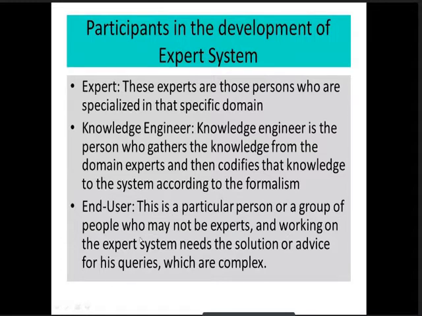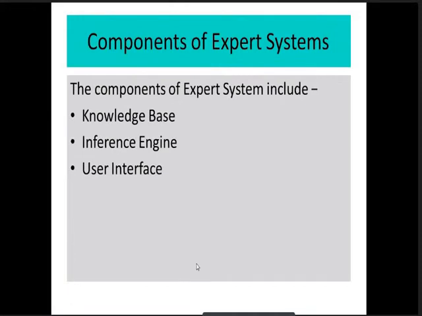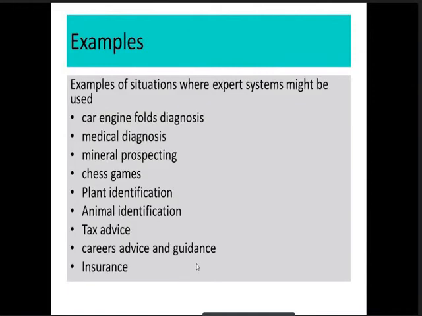End user, that is us. This is a person or a group of people who may not be an expert, or may be working on the expert system, and needs a solution or advice for queries which are complex. Then we have the components of an expert system. We have 3 components of an expert system: knowledge base, inference engine, and user interface. There are some example situations where an expert system might be used, like car engine fault diagnosis, medical diagnosis, mineral prospecting, chess game, plant identification, animal identification, tax advice, career advice and guidance, insurance, etc.